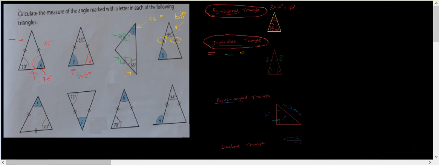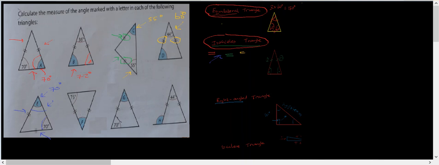So let's look at this question here. What kind of triangle is this? So again, it's one of these triangles. You can see that this side and this side are equal to each other. So therefore, this angle here and this angle here have to be equal to each other. So this angle here is going to be equal to 70 degrees.